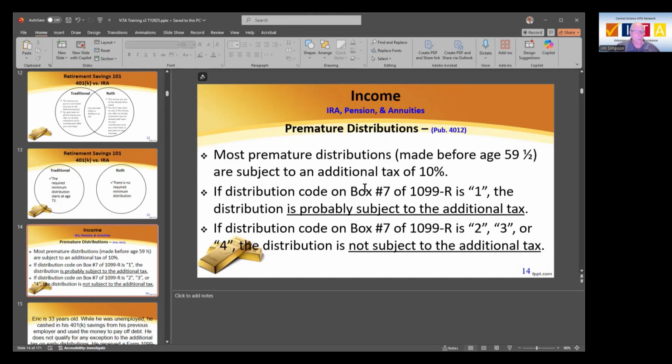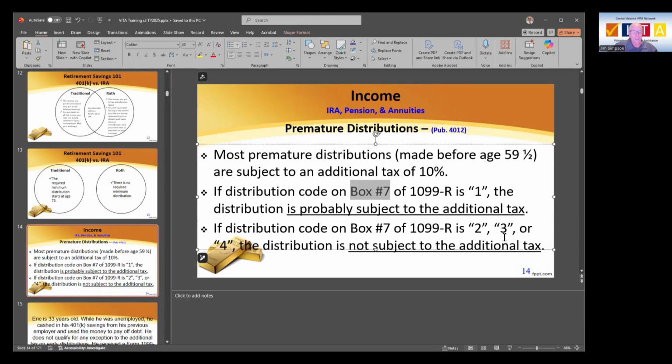And here's something, when we look at these 1099-Rs, you're going to see that there are codes in box 7. If that code is 1, the distribution is probably subject to that additional 10% tax penalty. Code 1 says normal distribution, no known exception. If a distribution code in box 7 of the 1099-R is 2, 3, or 4, that distribution is probably not subject to the additional tax. You may have to pay tax on it. In fact, likely you will. You'll have to pay income tax, depending on how it was set up.